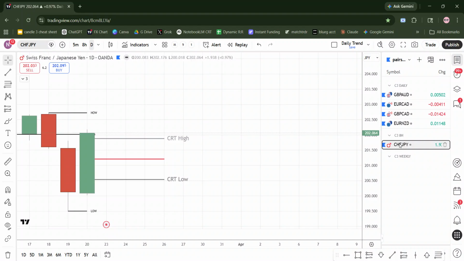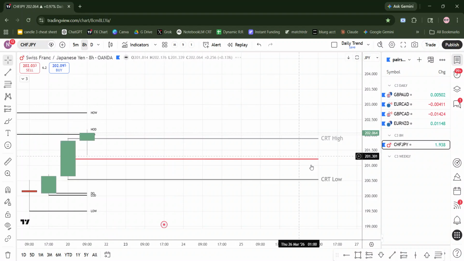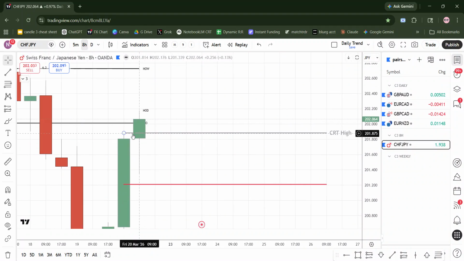And Swiss yen, I do like for the 8-hour short. It broke out a little more than I like to see of the range, but I want to see if it's going to give me that downward price action. So I'll come back to the charts around 6 or so Eastern Standard Time and see how things look.